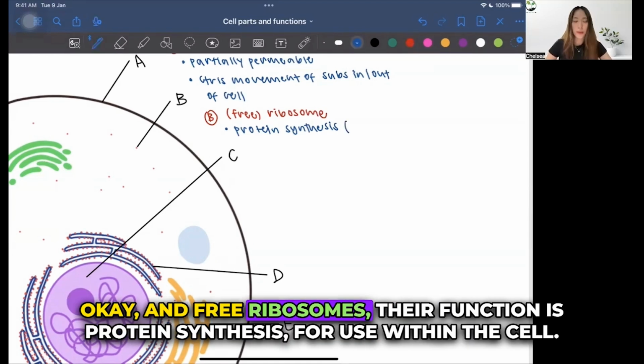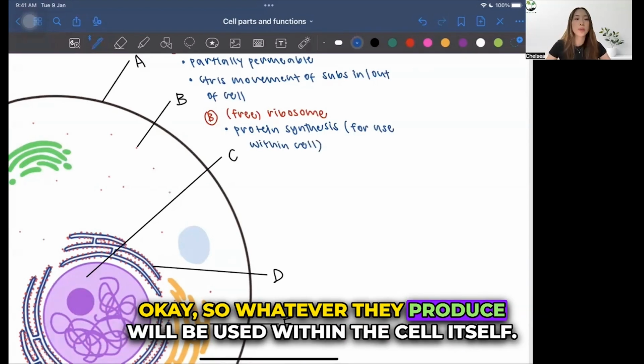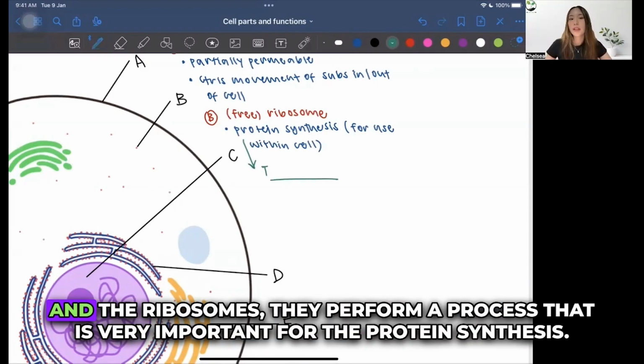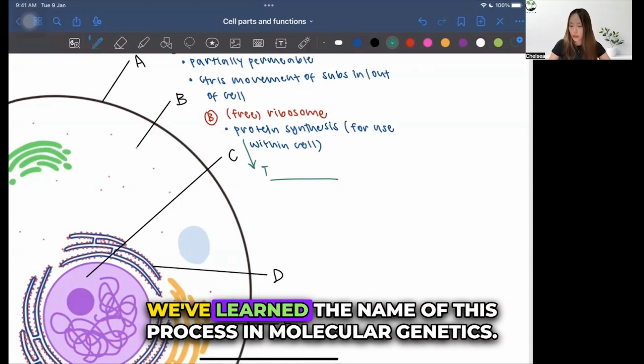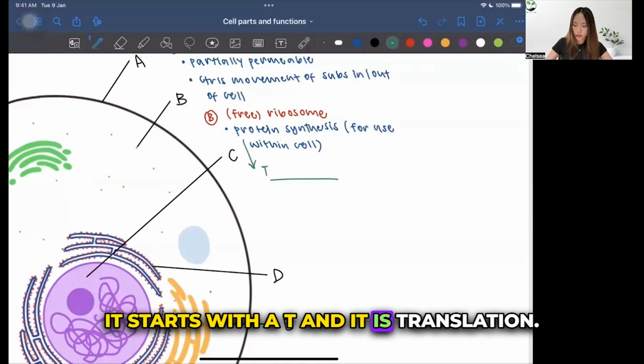Free ribosomes, their function is protein synthesis for use within the cell. Whatever they produce will be used within the cell itself. And the ribosomes perform a process that is very important for protein synthesis. We've learned the name of this process in molecular genetics. It starts with a T, and it is translation.